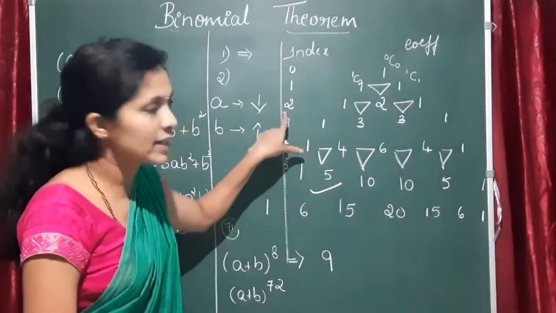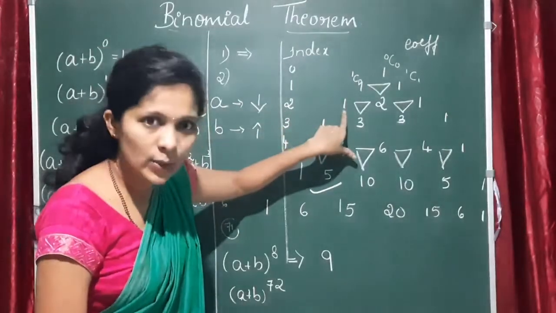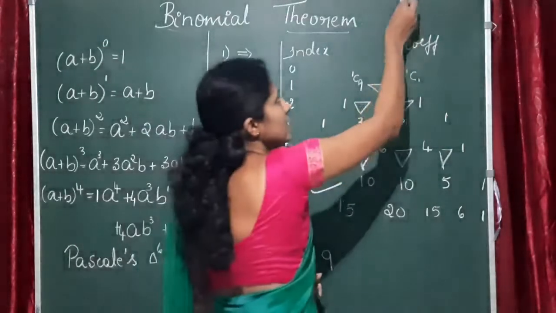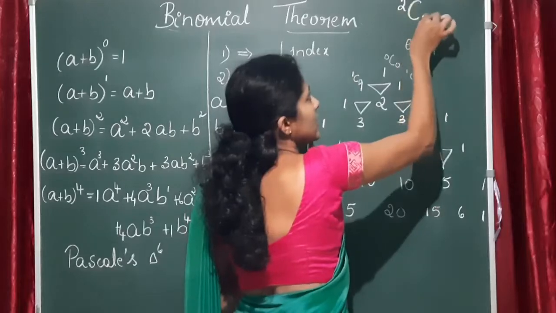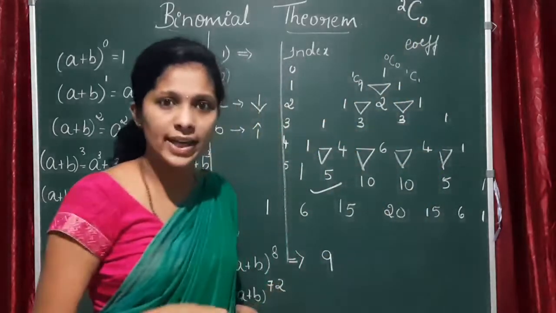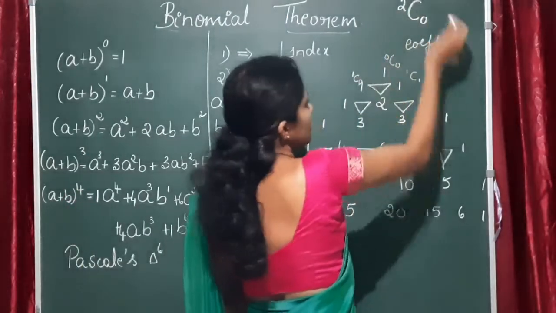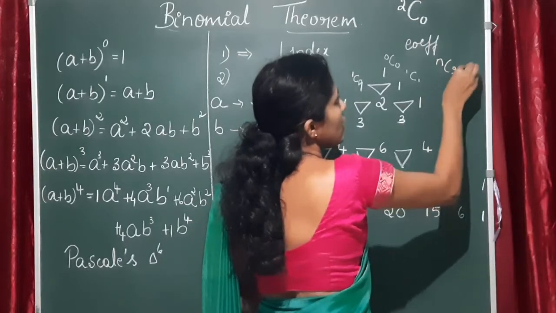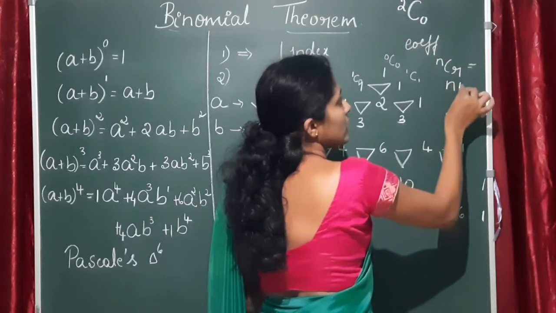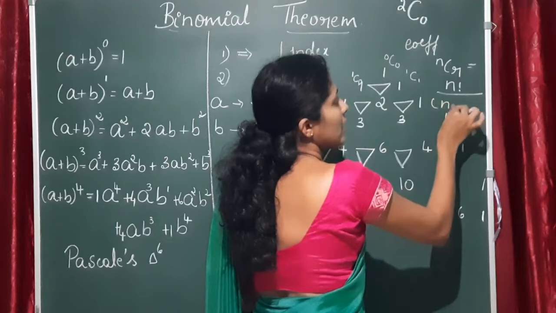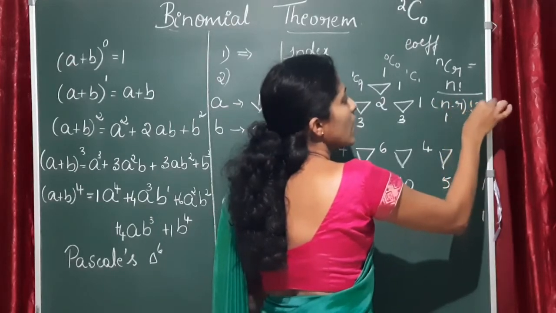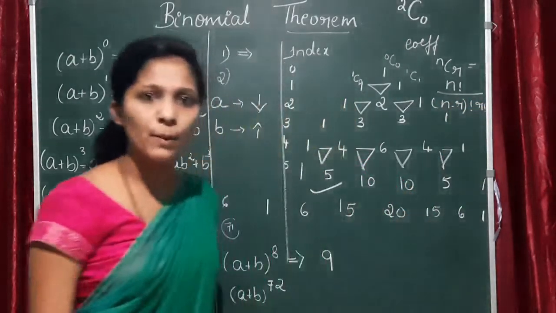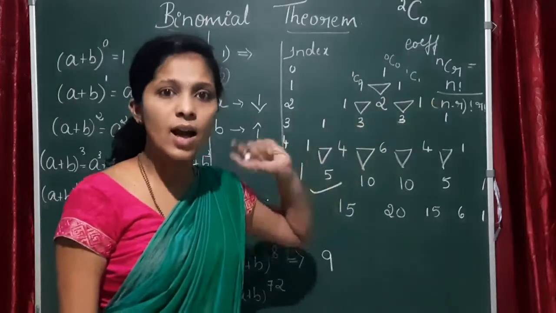Similarly, here 2 is there. So this value is 2C0. What is meant by C? 2C0, if I say, this is a combination. You have studied the nCr formula, right? So nCr is equal to n factorial divided by (n minus r) factorial into r factorial, using permutation and combination. Here this is the combination.